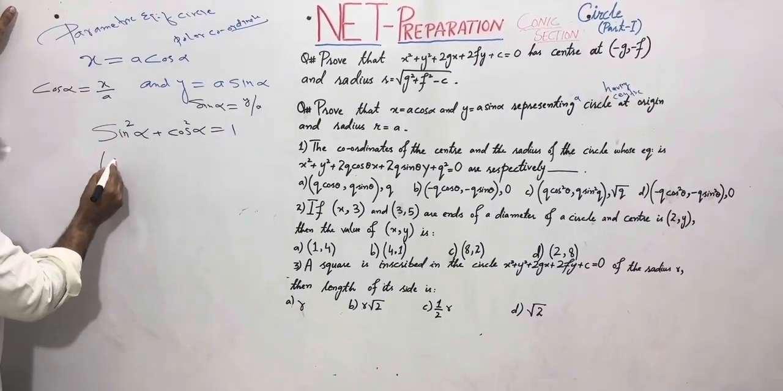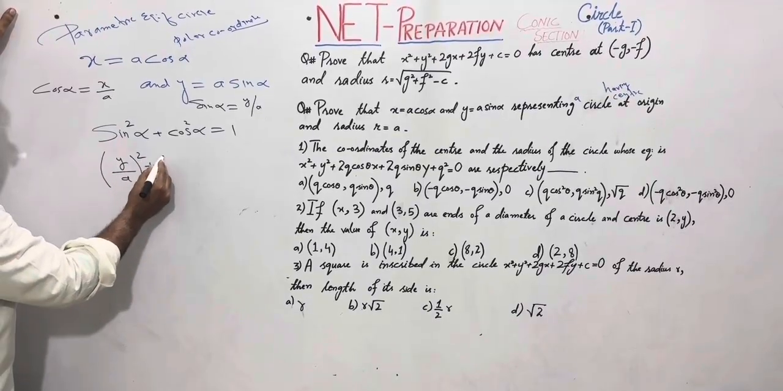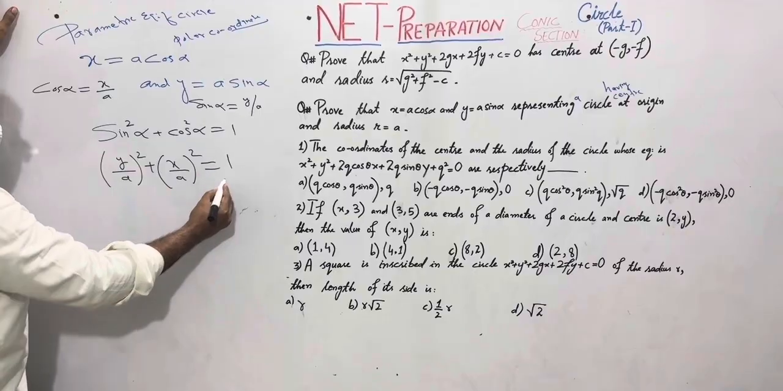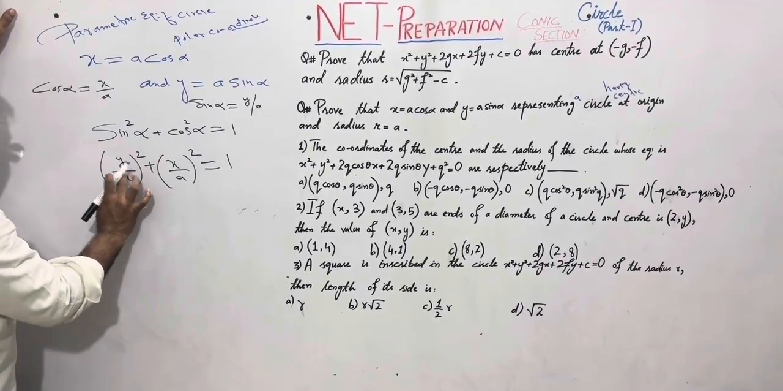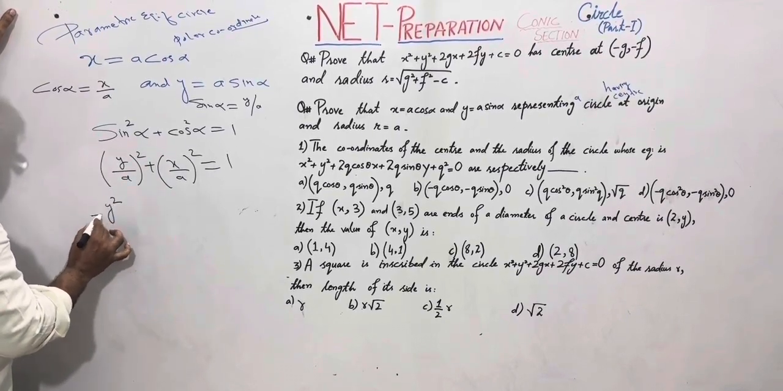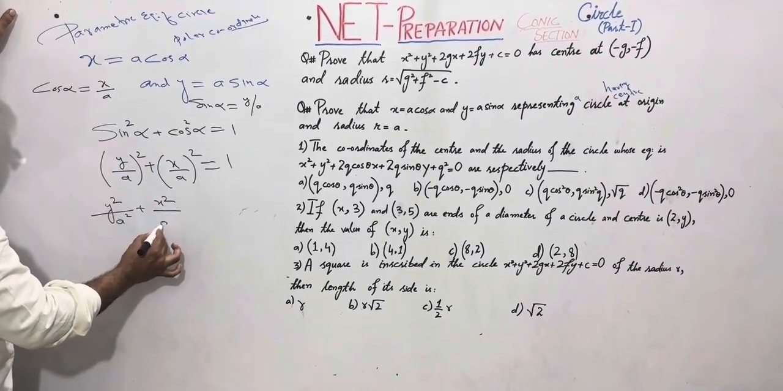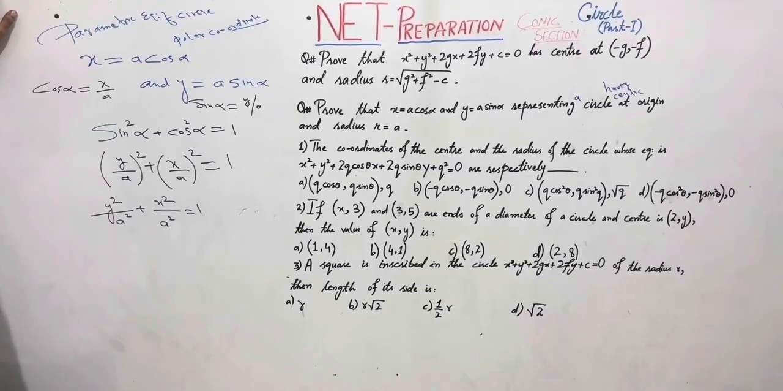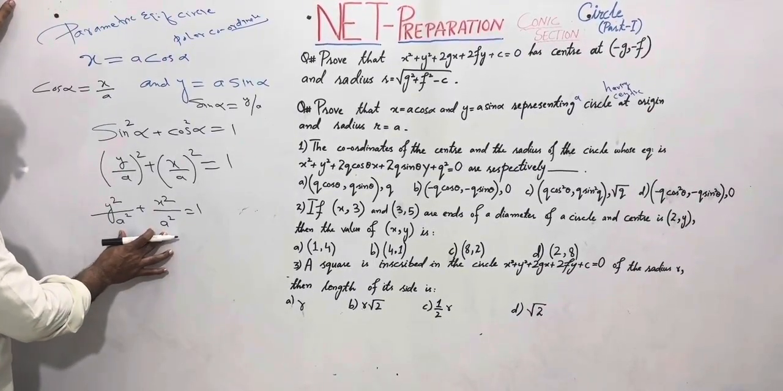Plug in the values here. Sin alpha means y over a whole square, plus x over a whole square is equal to 1. We are in a position to distribute this power to both y and a because there is no middle symbol, positive or negative whatsoever. It can be written as y square over a square plus x square over a square is equal to 1. Our denominators are homogeneous, they are identical. In both fractions, a square is the denominator.